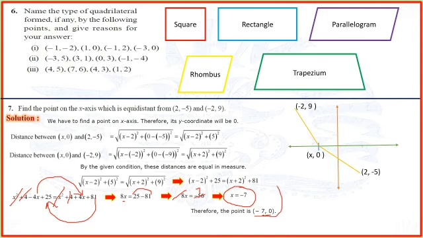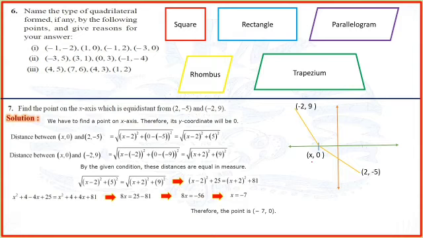This value of x we are going to put in this coordinate which we have already taken, (x, 0). Here also the value of x is −7. So (−7, 0) is the required point on the x-axis. So that's all about this question 7.